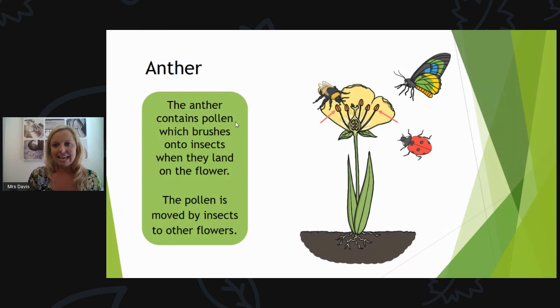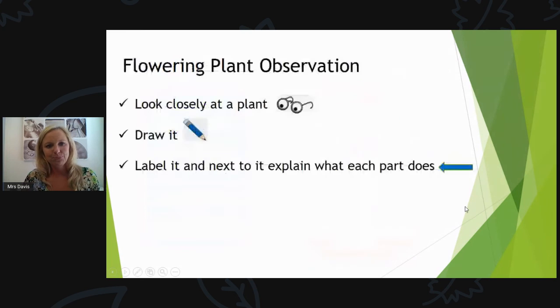Okay, the insect then flies away and goes to another flower. And that then is moved, and they've spread that seed. So the pollen is moved by the insect to other flowers, okay? And it's a way that flowers can grow again because they're almost spreading their seeds. And we'll do more about seeds and bulbs later on, but that was just to introduce that word to you. So we've got anther. So that's another part of the plant. That's just a little added extra if you were wondering what those little parts of the plant were.